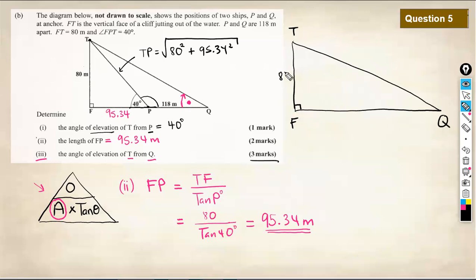we know here's 80, but what's this distance from here to here? Couldn't we just add the 95.34 and the 118? Won't that give us the total distance? I'm now seeing that. I'm doing it the wrong way. 95.34 plus 118. Anybody could agree that here is how much? 213.34.